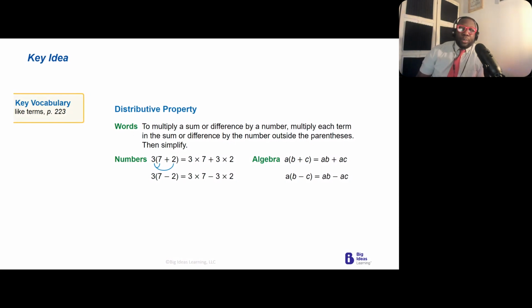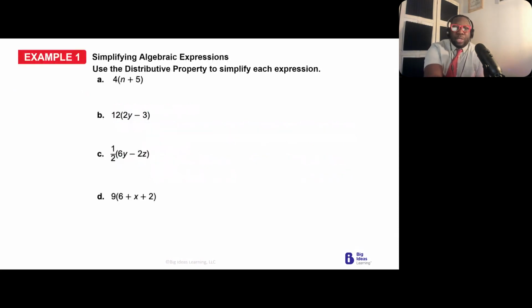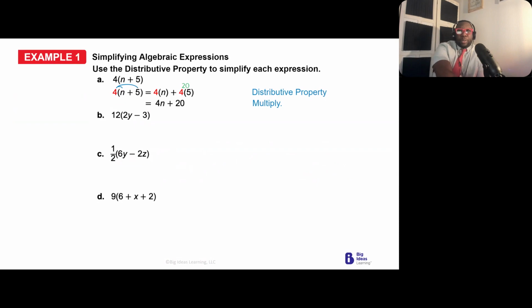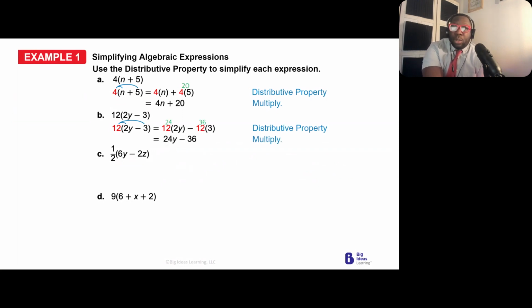Using the distributive property to simplify each expression. Well, for letter A, we're multiplying 4 times n and then 4 times 5. Well, 4 times n is 4n. 4 times 5 is 20. What about letter B? Letter B, we're multiplying 12, because that's the coefficient outside of the parentheses, times 2y, which would give us 24y, and then 12 times 3 is 36, but remember it's subtraction, so it's minus 36. So 24y minus 36.